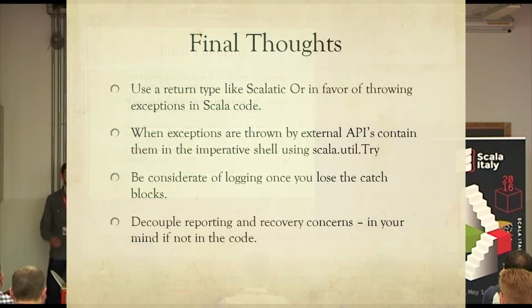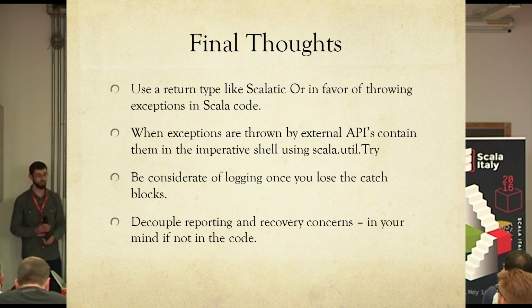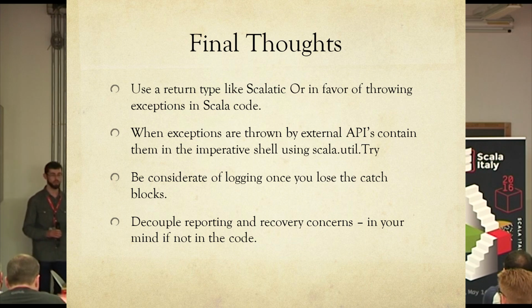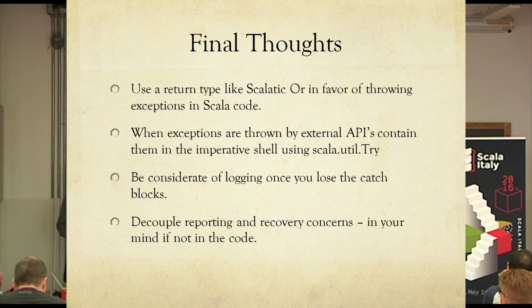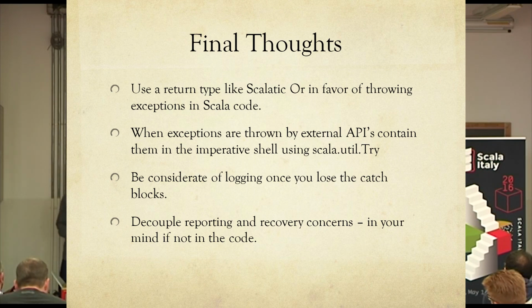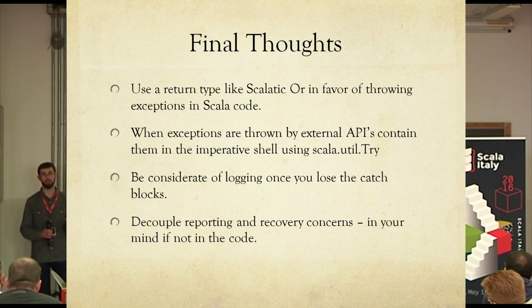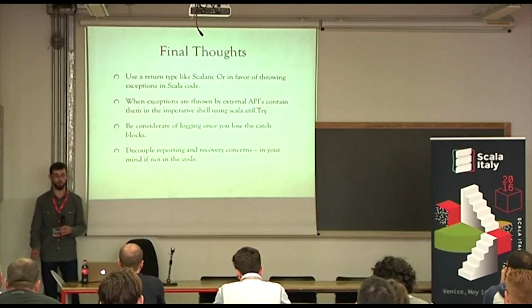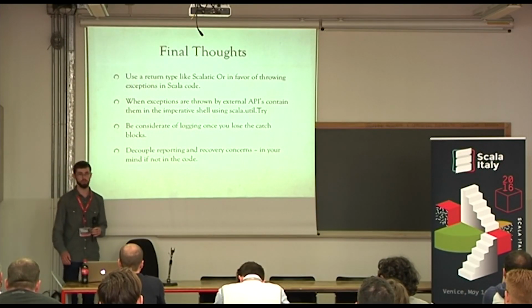So just a few final thoughts. Use a return type like Try in favor of throwing exceptions whenever there's failure with your Scala code. And whenever there's exceptions thrown that you can't deal with, let's say where it's interoperating with Java, you can contain those using a Try object. Be considerate of logging all the time. So whenever you become more functional and those catch blocks start disappearing, be mindful that you've still got to log everything that's gone wrong. And decouple the notion of error recovery and error reporting in your mind if you're not going to do it in code.